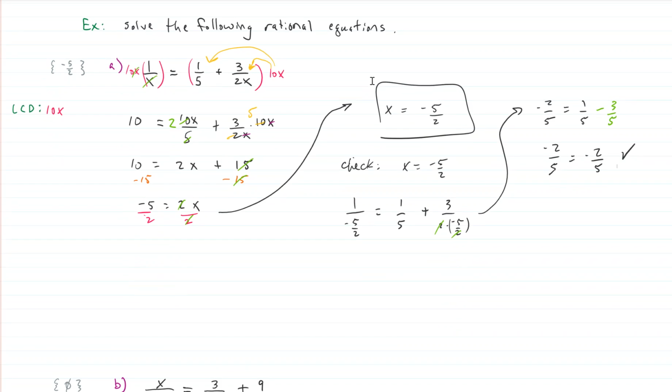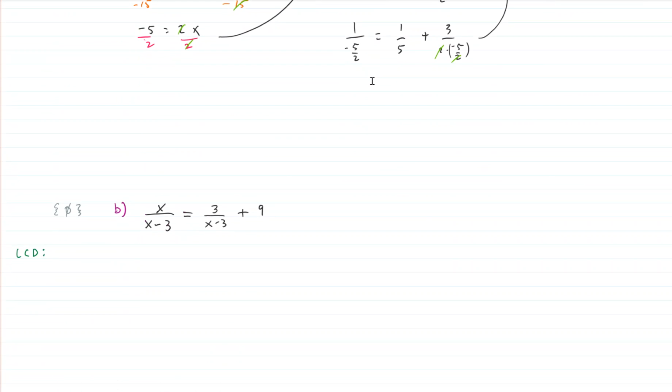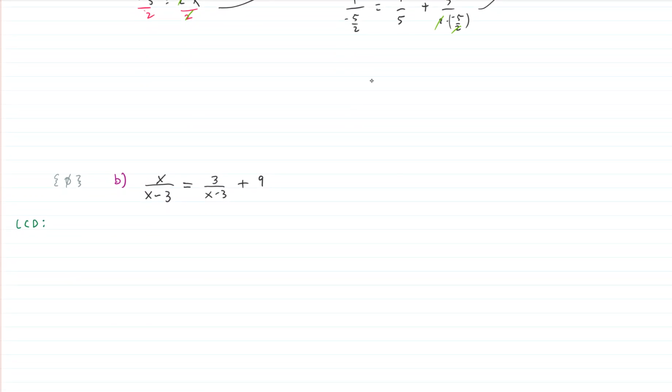Let's move on to our next one now. Our next one, example B, is x over quantity x minus 3 equals 3 over quantity x minus 3 plus 9. Luckily for us, the LCD is simple here, just x minus 3, because that's the only thing we have in any denominator.